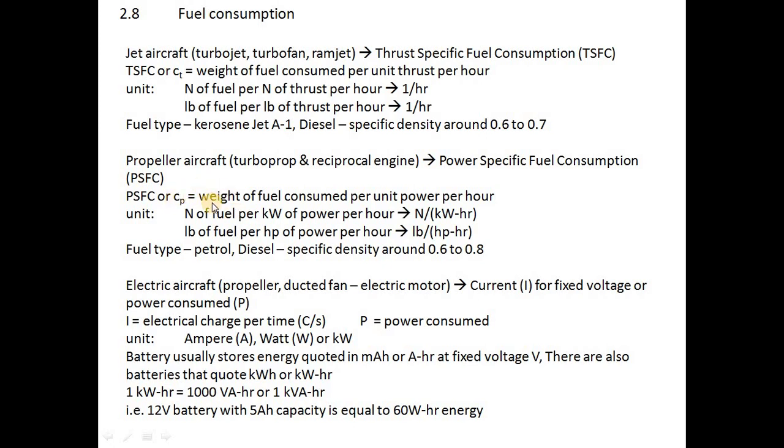This definition is the weight of fuel consumed per unit power per hour. So in SI unit we can use the Newton, the weight of fuel in Newton per kilowatt of power per hour, or Newton per kilowatt hour. Or if you use imperial system, that will be pound of fuel per horsepower of power per hour, or pound per horsepower hour. Now these two, they have different units.